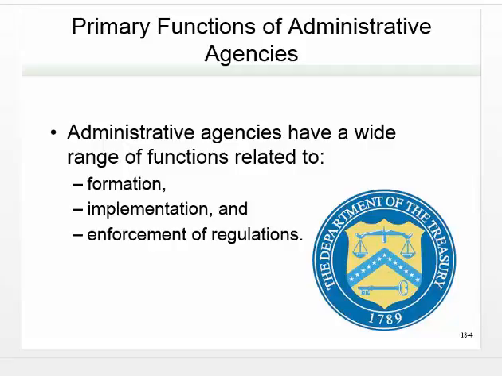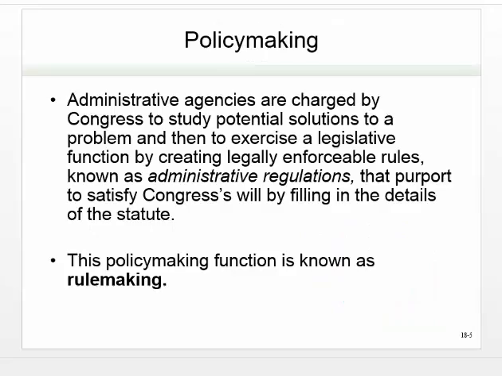So that's a big part of administrative agency function. Oh, I should have put that slide up. Then you could have looked at it. All right, well, go back and look at that.